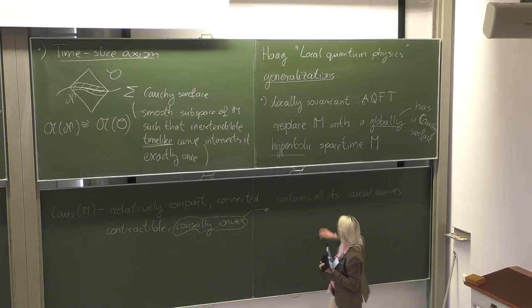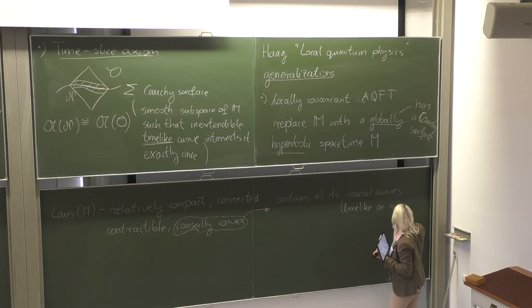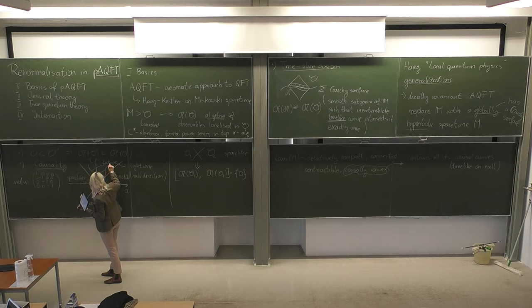Okay, and what are these? So causal curves are time-like or null. In that picture, a causal curve could be like this, but could also touch this null direction and go off. So these are both examples of causal curves.